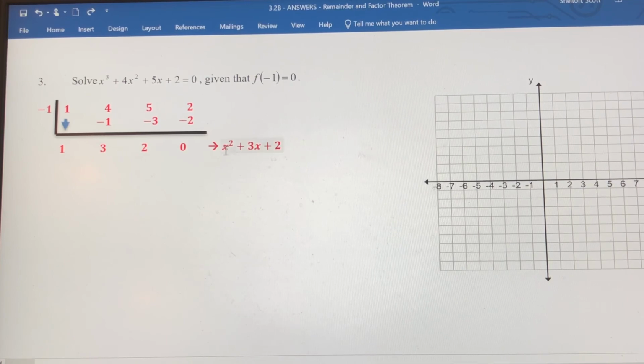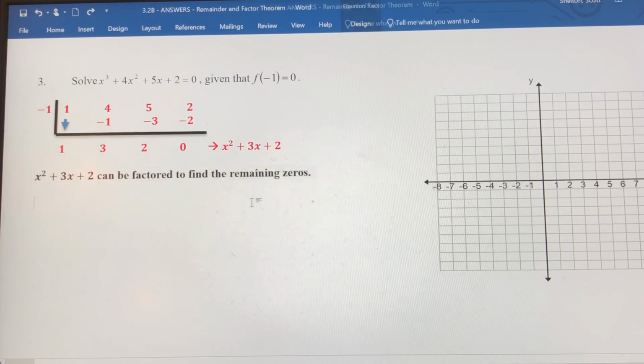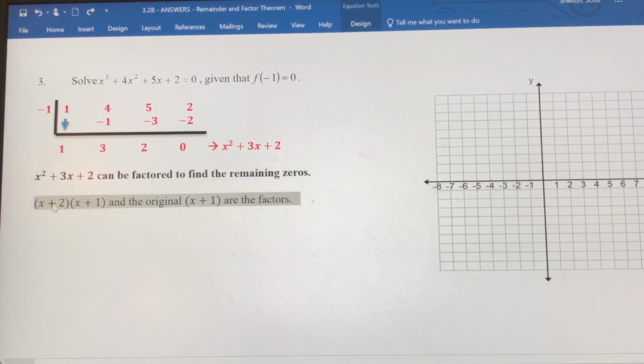Now, we can factor this, so I don't have to do any more synthetic division. I don't have to do anything else. This is factorable. So what I want to do is factor that, and I get x plus 2, x plus 1. Well, we already had another x plus 1 as a factor, so these are going to be the three factors of this cubic polynomial expression up here.